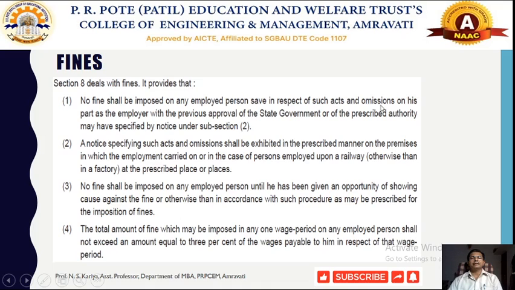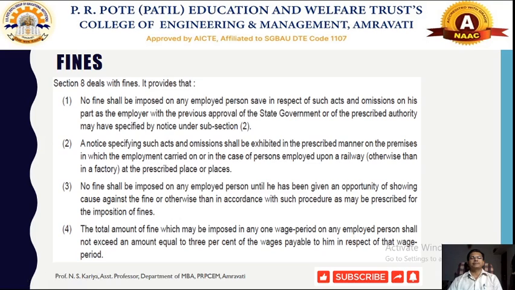So what acts and omissions may be related to the kind of misconduct or indiscipline which can or cannot be entertained within the factory premises should be clearly mentioned in the factory premises or near the gate wherever the entry of the workers is happening. Or, in the case of persons employed upon the railway, other than in a factory, at the prescribed places. So all such acts and omissions have to be appropriately displayed on the notice board.